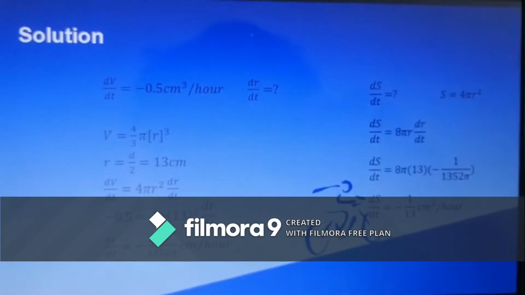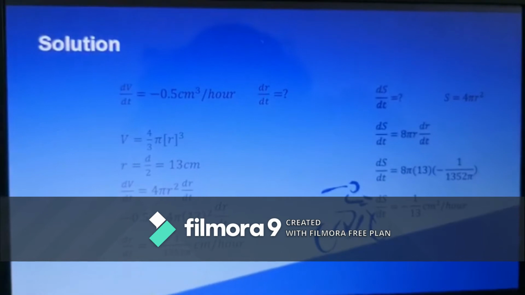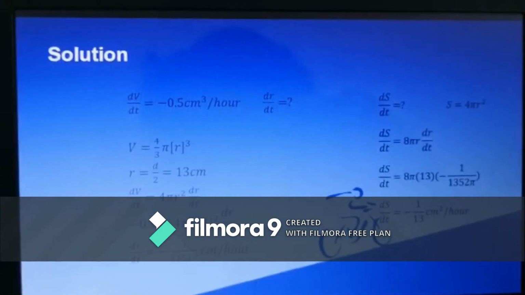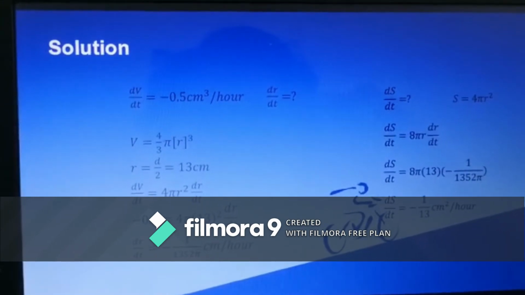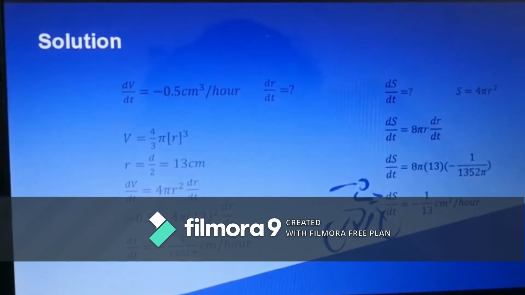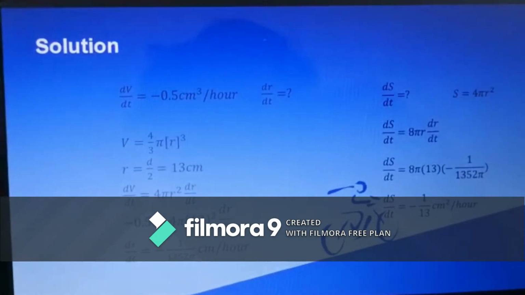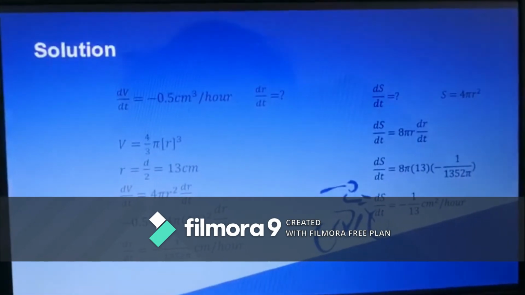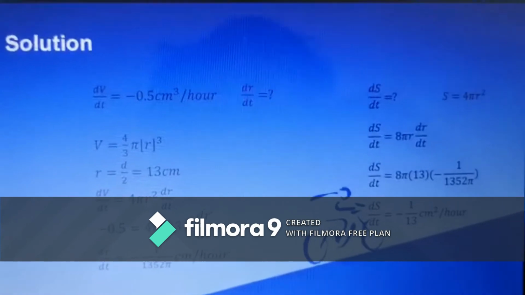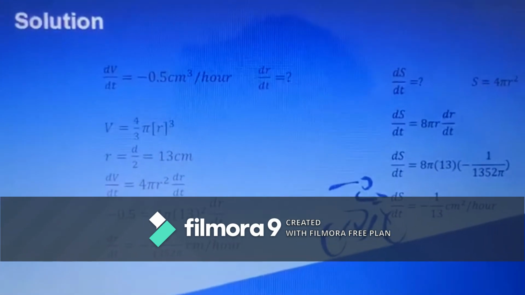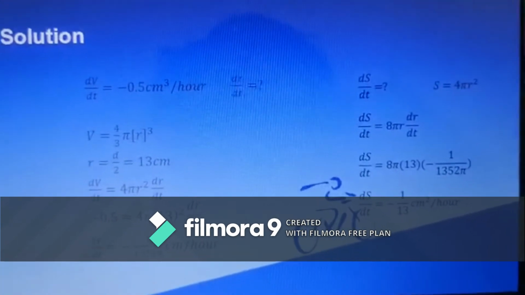I bet all of you might be confused with the question just now. So actually in the problem statement there are two questions. The first one is the rate at which the radius is decreasing, given the volume decreasing at the rate of 0.5 cm³ per hour, and the second one is the rate of the surface area, which is decreasing at the same rate as the radius. So the left side will be the first question solution and the right side will be the second question solution.